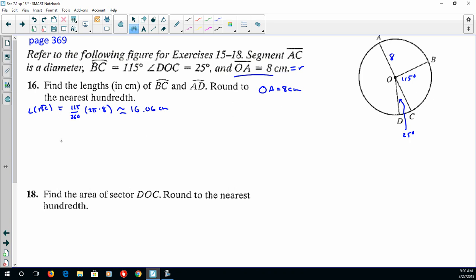The length of AD, okay, well, what is the angle here? The measure of angle AOD is 180 degrees minus 25 degrees, which is 155 degrees. So the length of AD then is the angle measure over the measure of an angle of a whole circle times the circumference of the circle, which is 2 pi times 8. And that's about 21.64 centimeters.